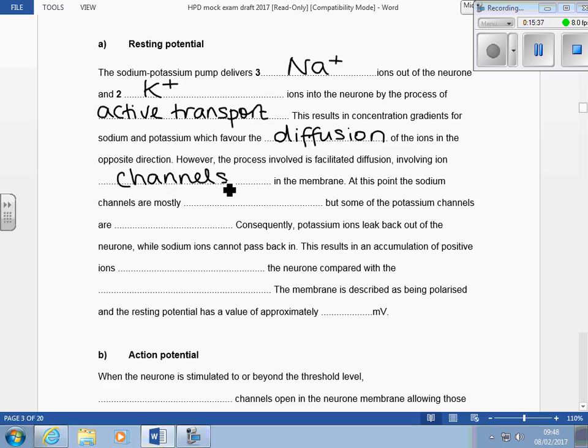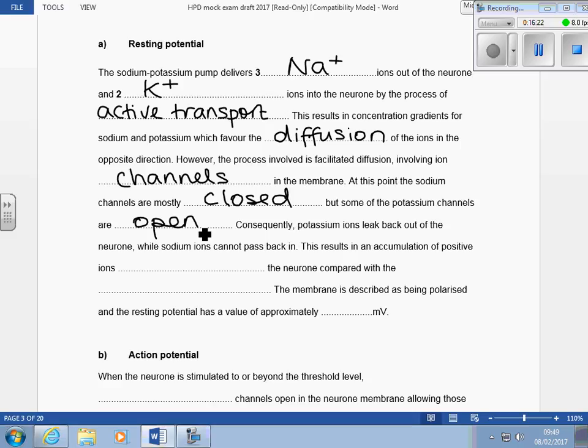And this goes back to the cells unit. So this is a particular problem for charged particles to get through the membrane. So they have these special ion channels. These ion channels, I think they're voltage gated. So the voltage difference in the membrane will open and close them. Anyway, at this point, the sodium channels are mostly closed, but some of the potassium channels are open. That's it. Consequently, potassium ions leak back out of the neuron, while sodium ions cannot pass back in. So this results in an accumulation of positive ions.